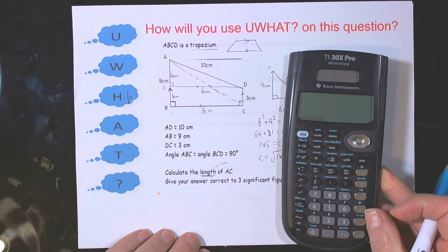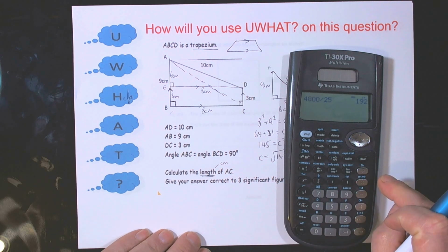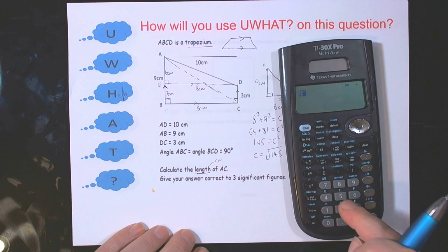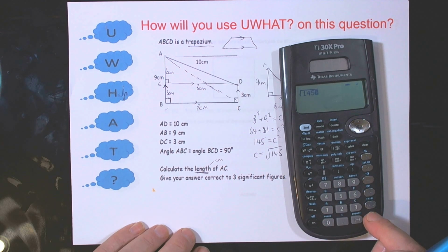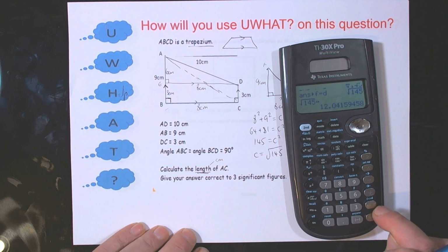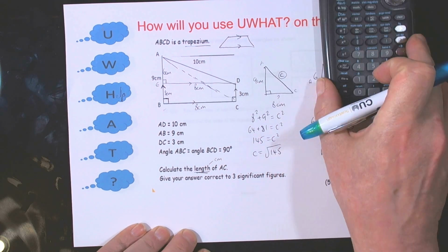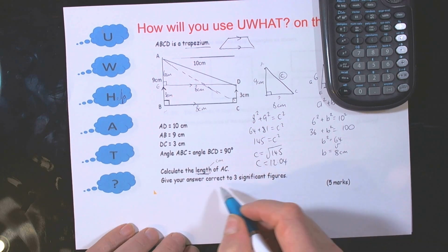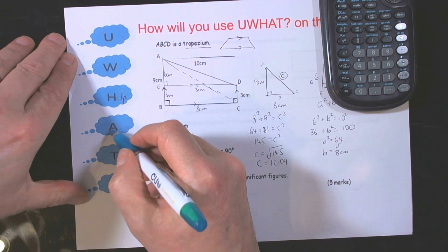Okay, so we've got a calculator, and we're going to do the square root of 145. Okay, so it looks like we change it using that key there, so 12.04. So c is 12.04. We then go through, right, so we've answered the question.